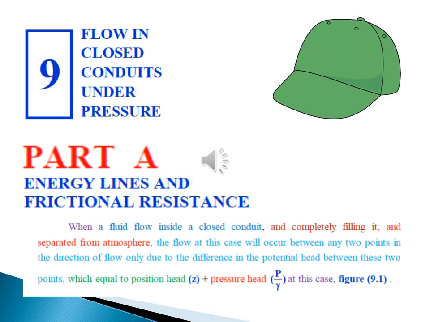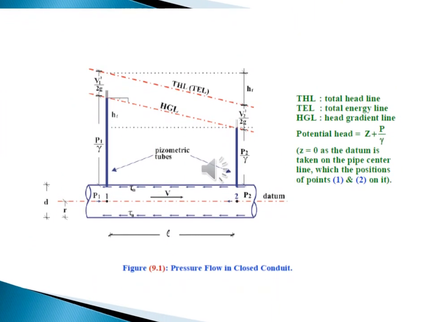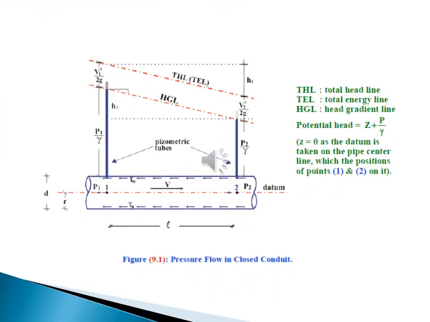Part A, energy lines and frictional resistance. My dear, when a fluid flows inside a closed conduit completely filling it and separated from the atmosphere, the flow in this case will occur between any two points in the direction of flow only due to the difference in the potential head between these two points, which equals position head plus pressure head, as shown in the enclosed figure. Figure showing pressure flow in closed conduit. Look, my dear, to the position head, the pressure head, and the velocity head. Also note both the hydraulic gradient line and total head line.